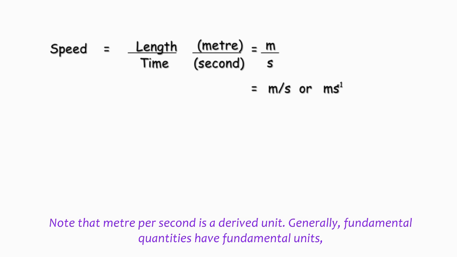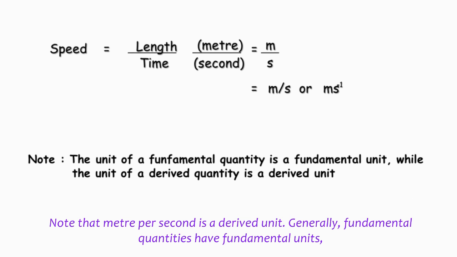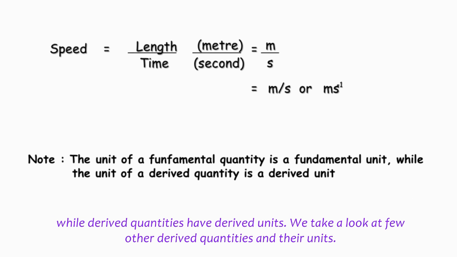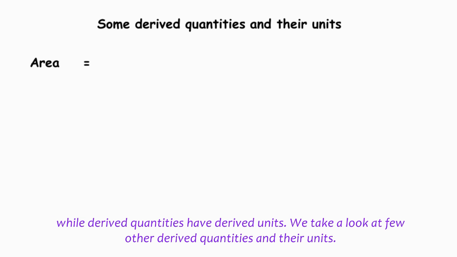Note that meter per second is a derived unit. Generally, fundamental quantities have fundamental units, while derived quantities have derived units. Take a look at a few other derived quantities and their units.